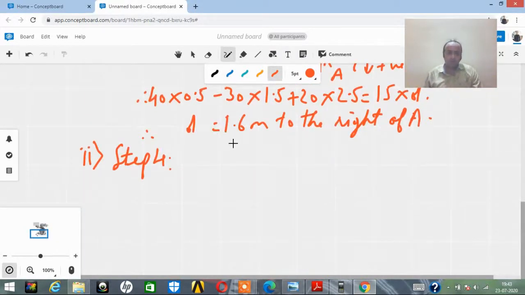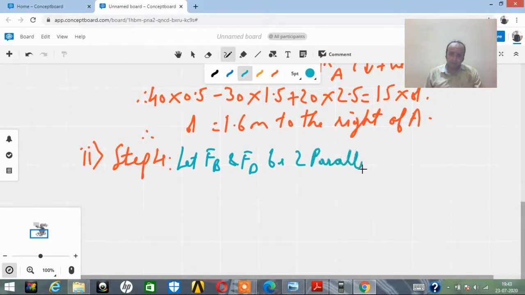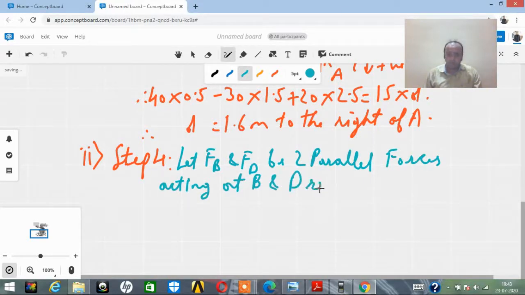So step 4. Now, my dear friends, let FB and FD be the two parallel forces which are acting at capital B and D respectively. Now we'll be drawing one diagram again just to give a proper clarity, my dear friends. So let me draw it over here.